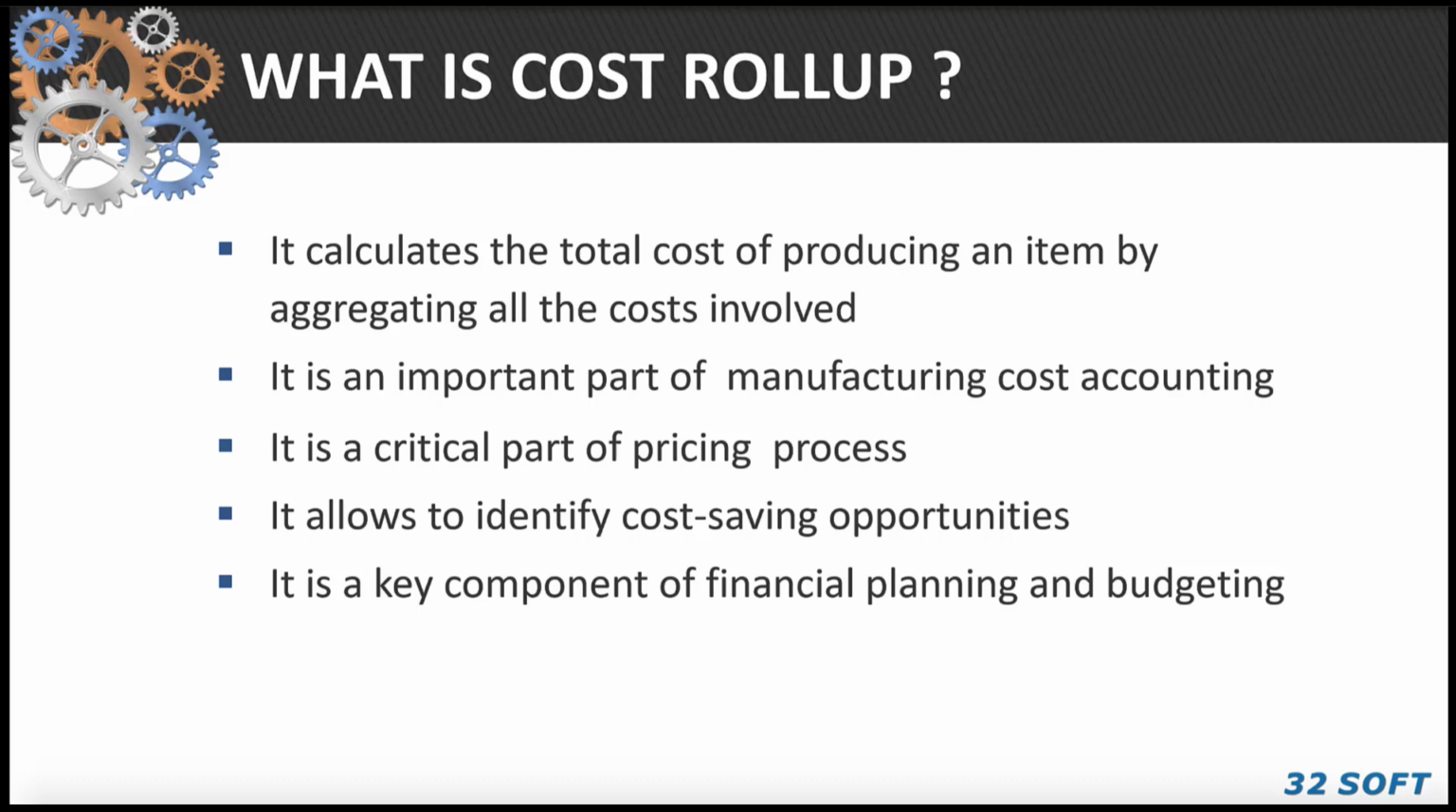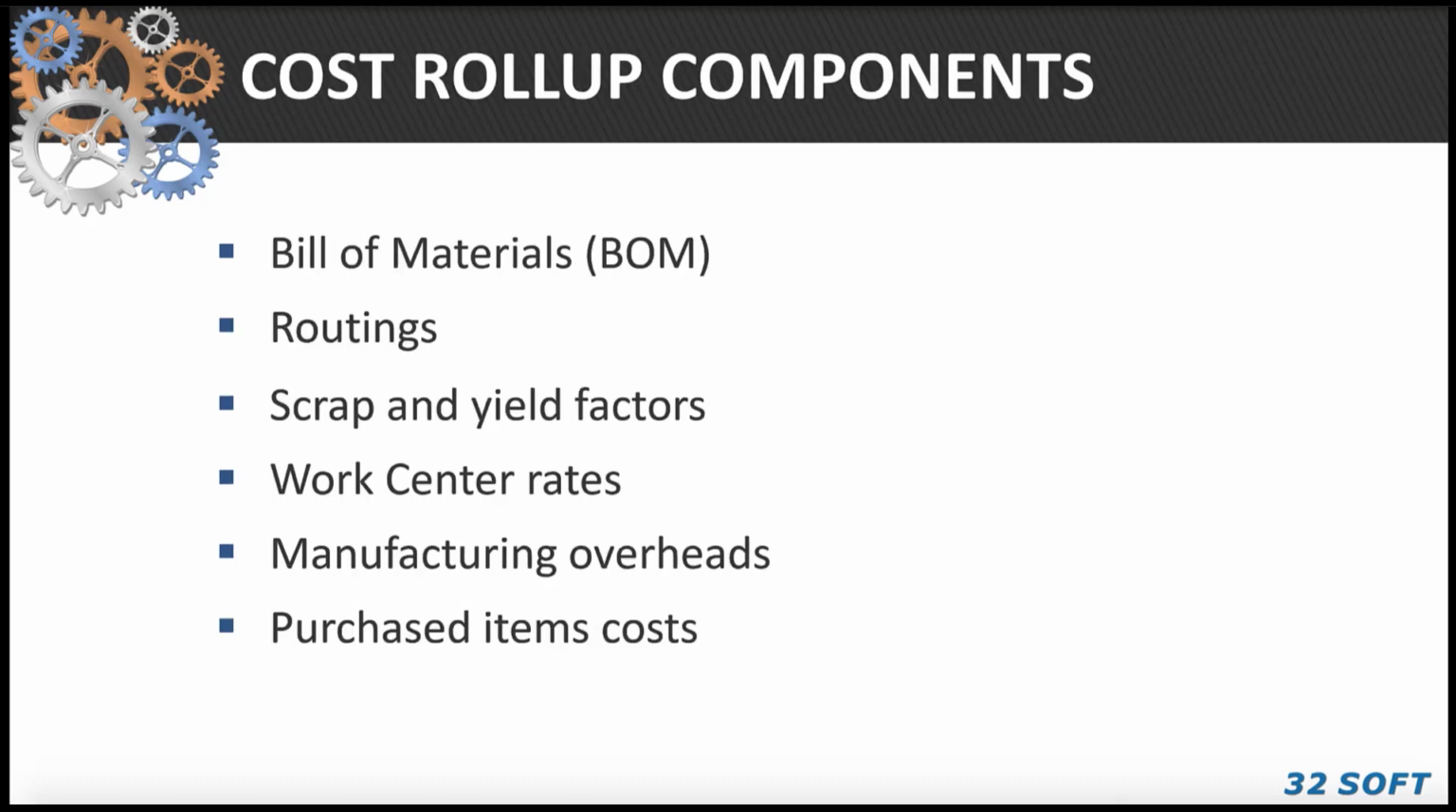It calculates the total cost of producing an item by aggregating all costs involved, including raw materials and purchased components, labor cost, manufacturing overhead, and subcontract cost. Cost Rollup is an important part of manufacturing cost accounting. It's critical for pricing process, it allows to identify cost-saving opportunities, and is a key component of financial planning and budgeting.